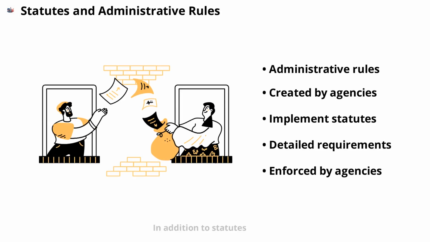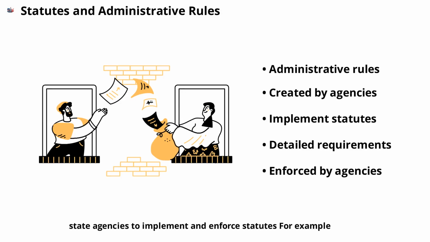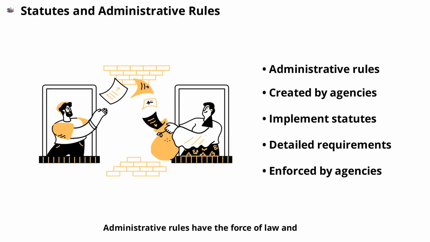In addition to statutes, states often have administrative rules or regulations. These are detailed rules created by state agencies to implement and enforce statutes. For example, a statute may require businesses to obtain a license, while administrative rules specify the application process and requirements. Administrative rules have the force of law and are enforced by the agencies that create them. This system allows for flexibility and expertise in applying the law to specific situations.